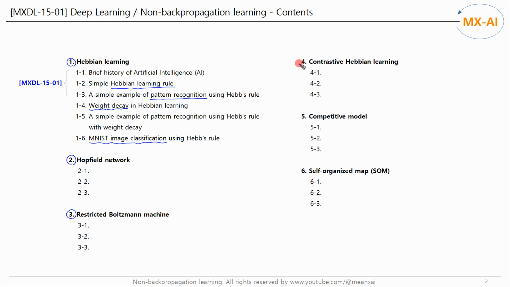In Chapter 4, we will look at contrastive Hebbian learning, a variant of Hebbian learning. We will use this to improve the performance of the MNIST image classification task we performed in Chapter 2. In Chapter 5, we will look at another variant of Hebbian learning, the competitive model. We will use this to perform clustering tasks. Finally, let's look at the self-organizing map, SOM, also commonly known as the Kohonen network.